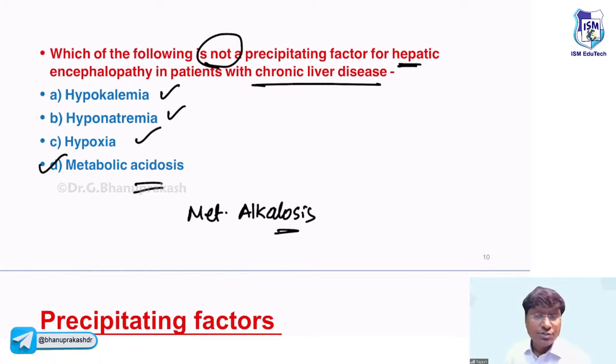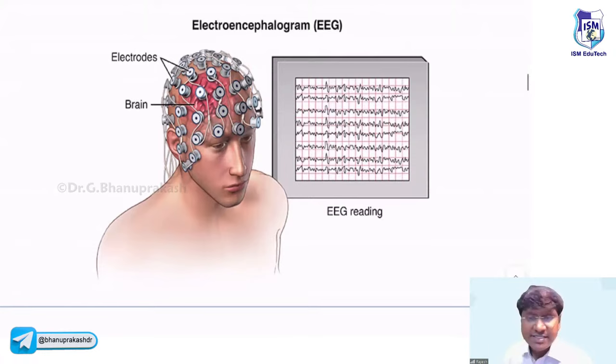And the most relevant investigation, what did I discuss? The most relevant investigation is the EEG. What does the EEG show? The EEG will show you the triphasic wave pattern, all right? And this particular triphasic wave pattern is very common in which stage of the hepatic encephalopathy?